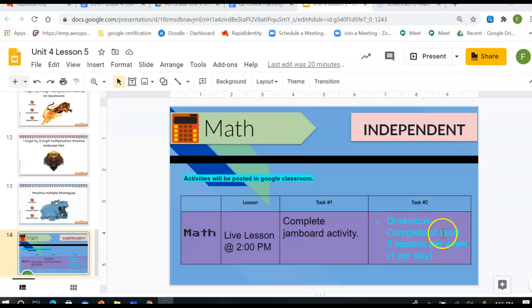In addition to that, I want you to work on Dreambox, and this is just a reminder that for every week you need to complete at least 5 lessons. Of course, I would love for you to do more than that, but at least 5, and that amounts to, if you do 1 lesson per day, you'll have the 5 at the end of the week. So that is our Monday.